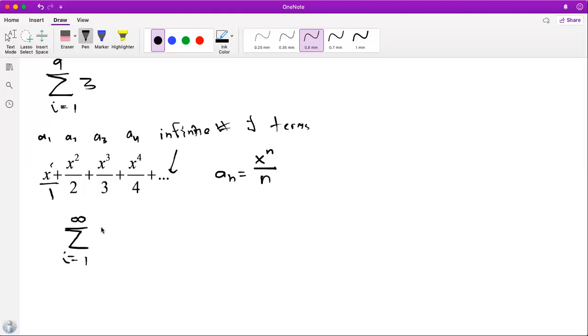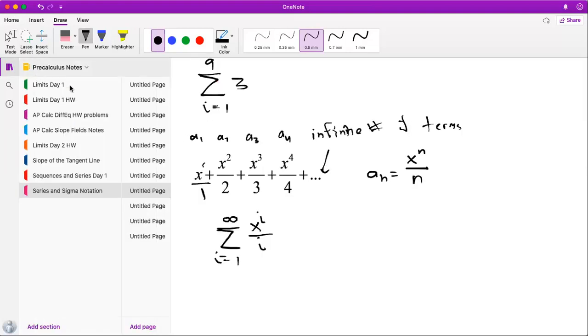And here, since I'm using i for my index, I would call it x to the i over i. And these letters are not vastly important. I tend to use i every time because it's pretty common. If you wanted to use, say, from n equals 1 to infinity down there, instead of from i equals, you could write n, n, n here, you could do that too. As long as you're consistent and it makes sense, then you're in good shape.